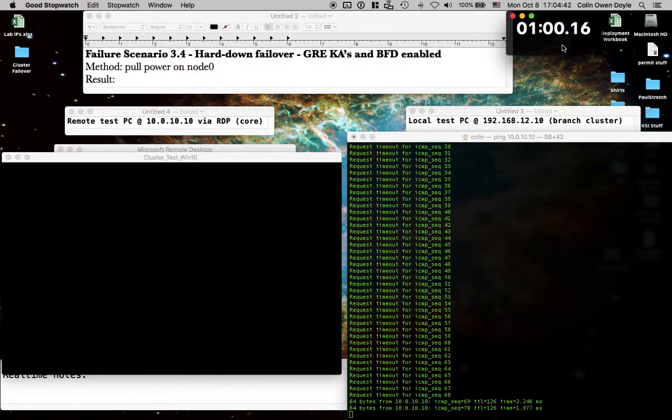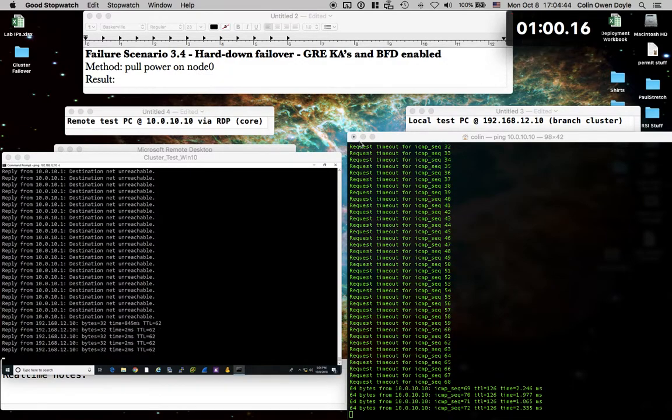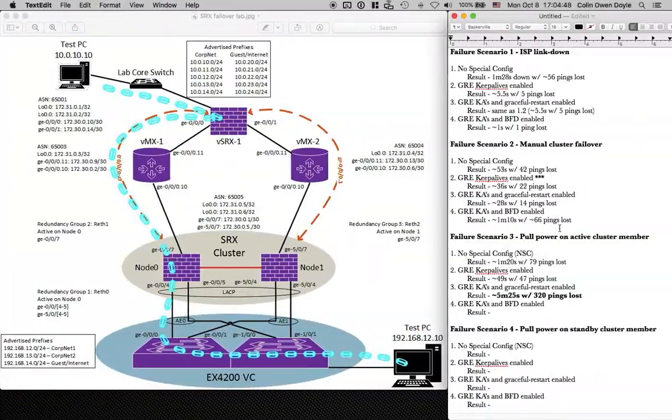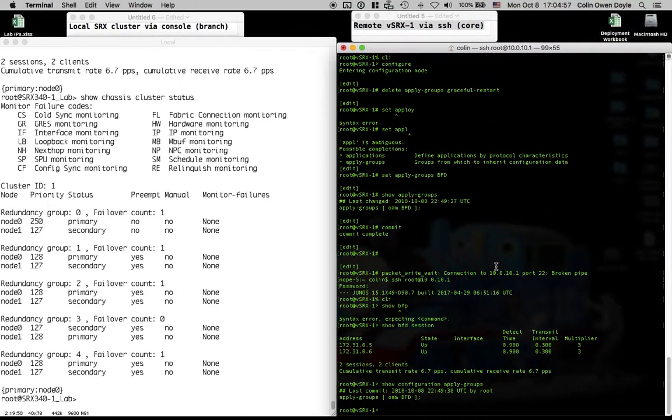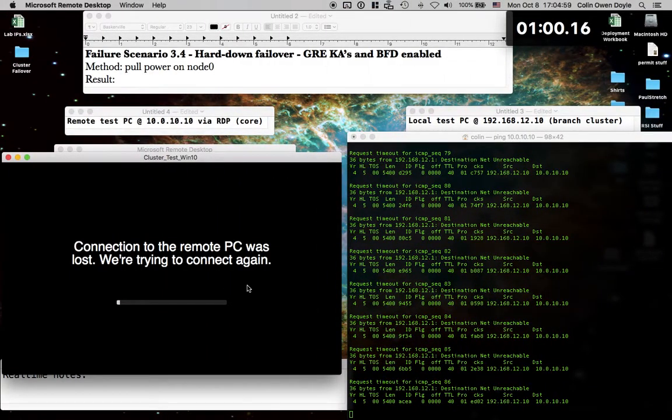Close. There it is. Hey. Okay, about a minute flat. Let's see, where does that measure up? Yeah, I think that puts us somewhere between no special config and GRE Keepalives. I'm interested to know how this works, if it works any better or worse or slower.